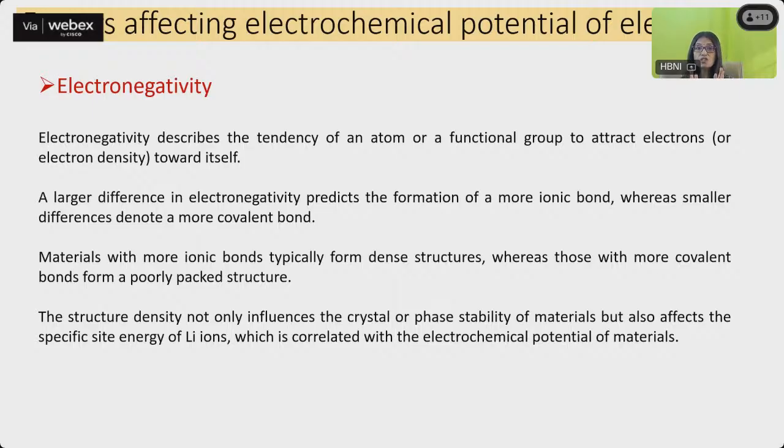So this structure density influences the crystal and the phase stability of the material, and it also influences the specific site energy of the lithium ion. Where the lithium ion is sitting also has a site energy associated with it. So the more energy you need to pull out that lithium ion or push it back in, that will increase or decrease your electrochemical potential. So that means electronegativity affects the electrochemical potential of the material.